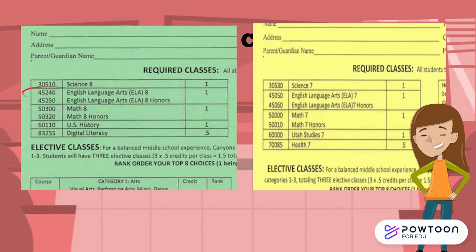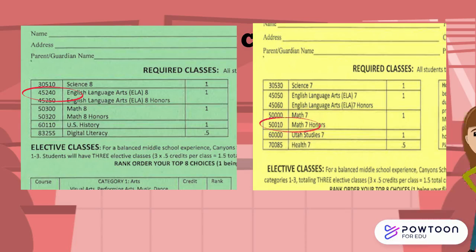For step number 1, you'll need to select which English and Math course you would like to take. You can take regular or honors. If you have questions about which one to take, I would suggest talking to your parent and current teacher. They'll have great recommendations for you.